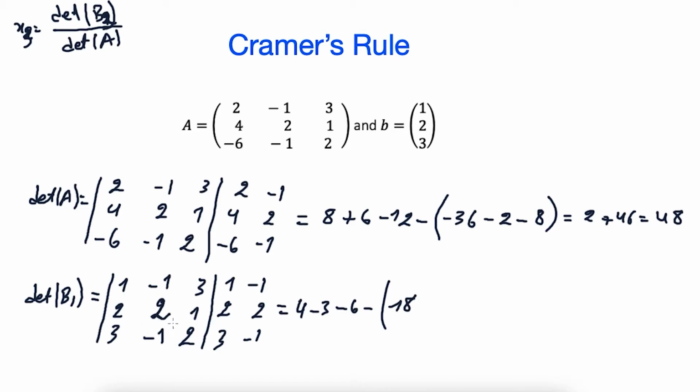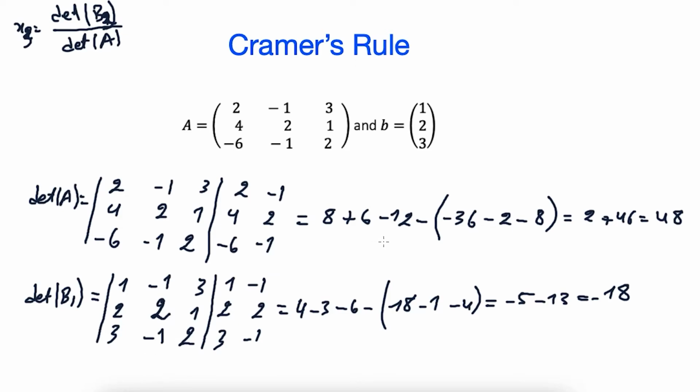here 1 times 1 times minus 1, which is minus 1, and minus 1 times 2 is minus 4. So here is minus 9 plus 4 minus 5, and here is 18 minus 5 is 13, so minus 13, so this equals minus 18.